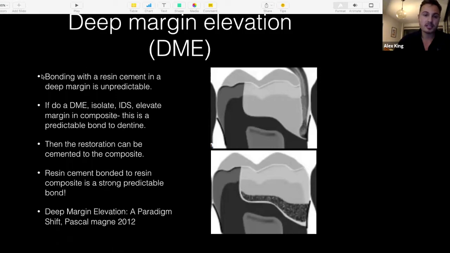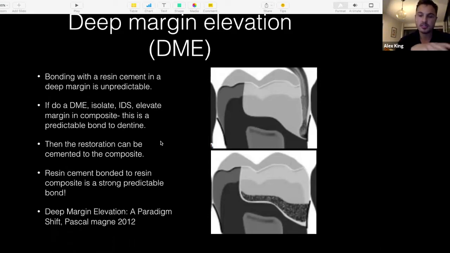But just understand that if in dental school tutors say, or in practice you're thinking, oh, I can't do a restoration on this tooth, the margins are subgingival, get a rubber dam on, get a matrix band, bond with composite to that dentine, elevate the margin, and then take your scan or take your impression and just bond to that.